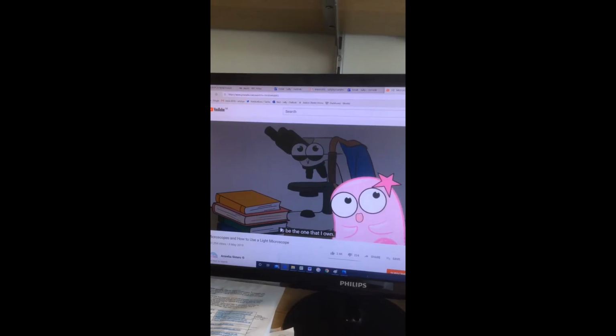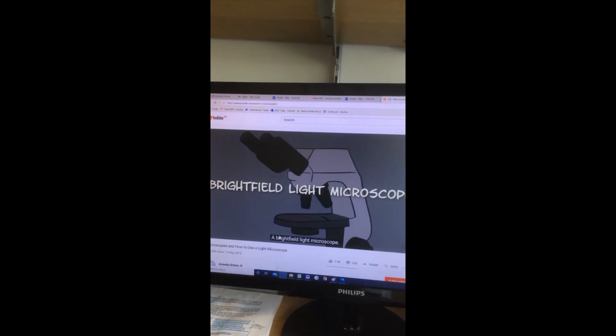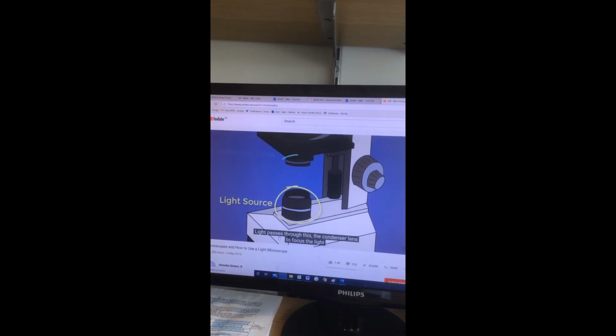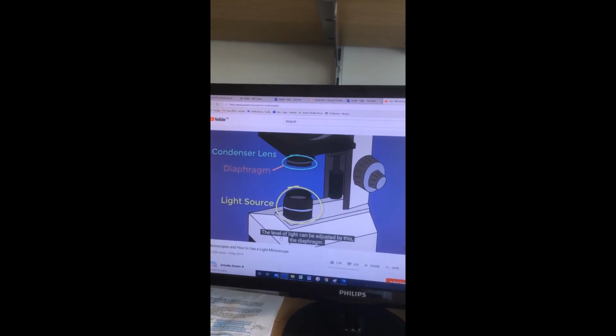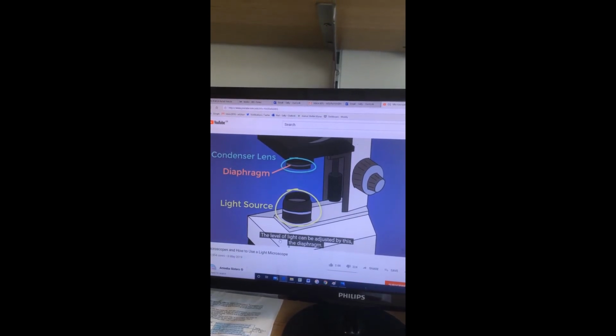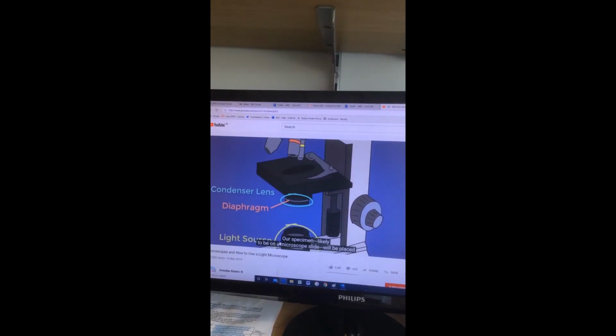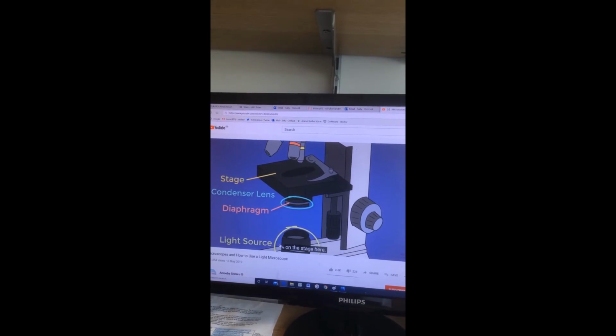This is the one that I own, a bright field light microscope. Here is our light source. Light passes through this, the condenser lens, to focus the light on the specimen. The level of light can be adjusted by the diaphragm. Our specimen, likely to be on a microscope slide, will be placed on the stage here.